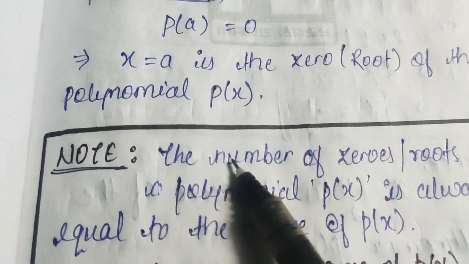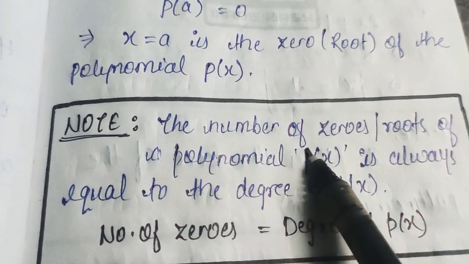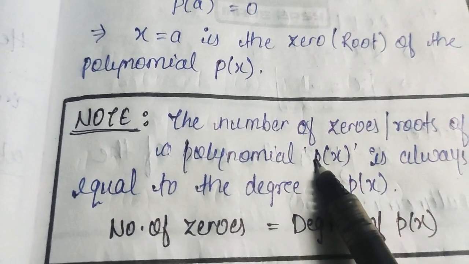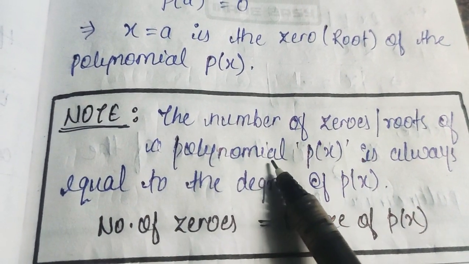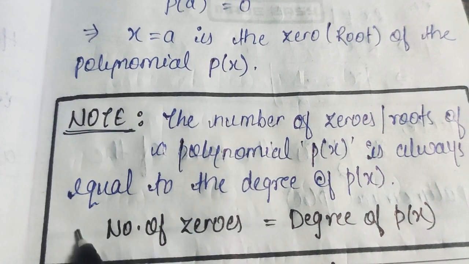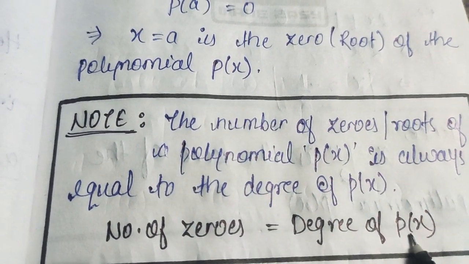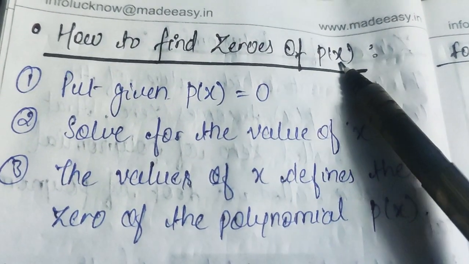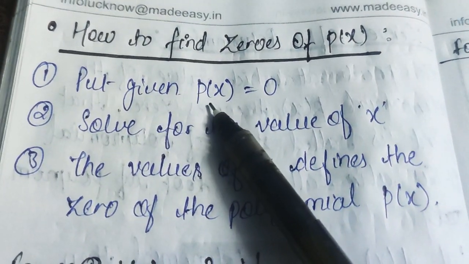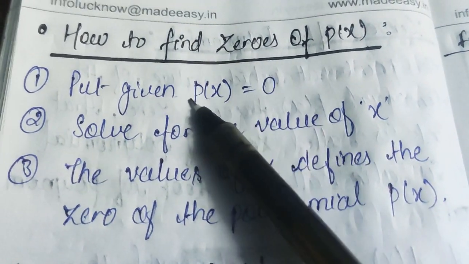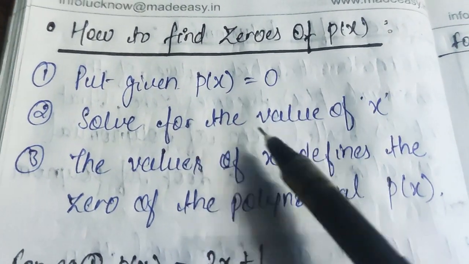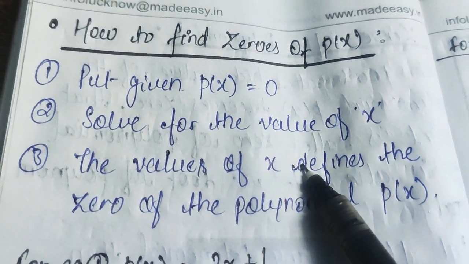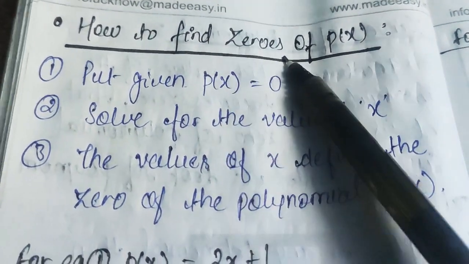One more thing that you need to know is that the number of zeros, or the number of roots, of any polynomial depends upon the degree of the polynomial. It means the number of zeros will always be equal to the degree of p of x. Now how will you find the zeros of the polynomial? The method is to put the given polynomial p of x equals 0 and solve for the value of x. Whatever value of x you get will define the 0 of the polynomial.